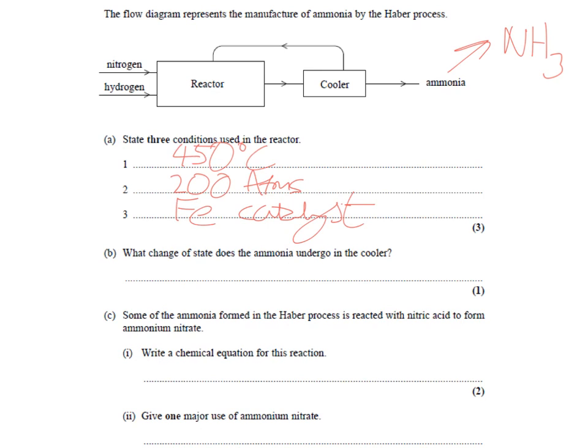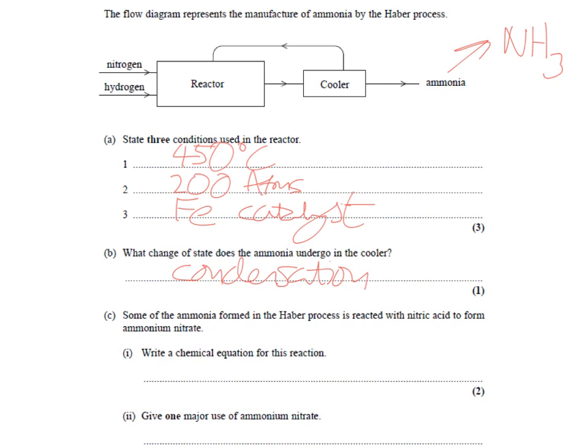And it then says, what change of state here does the ammonia undergo in the cooler? So ammonia normally is a gas, but we cool it down at this point to separate it from the unreacted reactants which are in there, nitrogen and hydrogen. So as we cool the ammonia, it condenses and liquefies and comes out as liquid ammonia, and we recycle the gases up here. So what state change does it undergo? It's a condensation process.